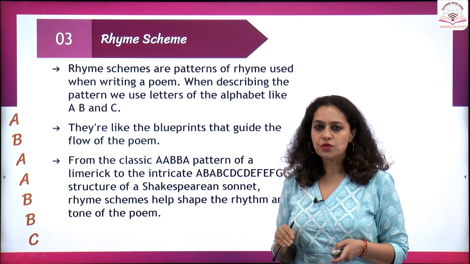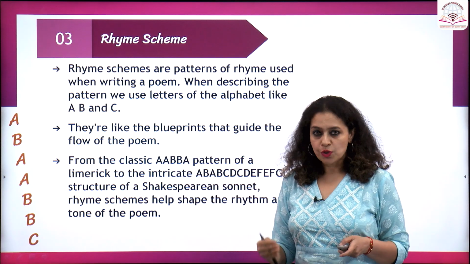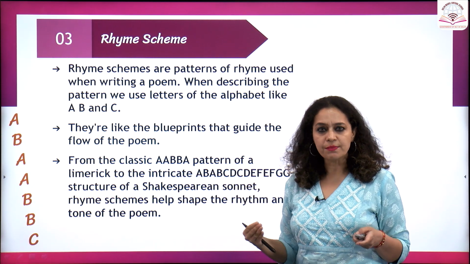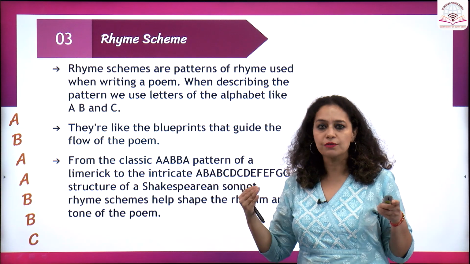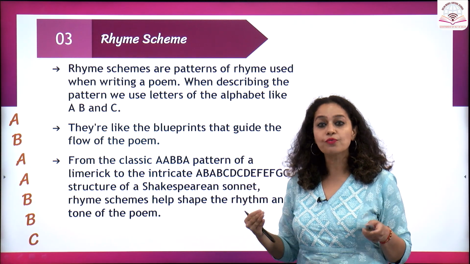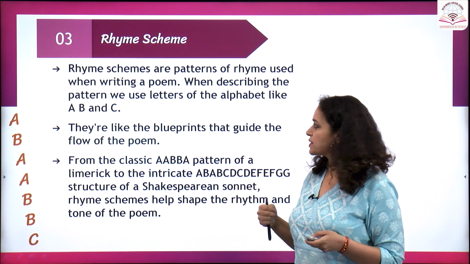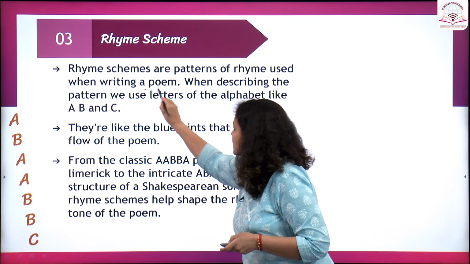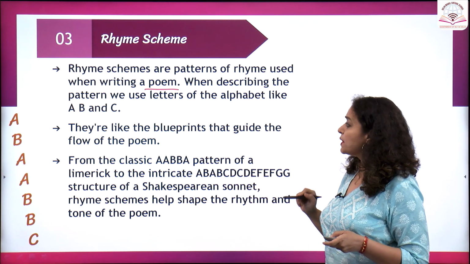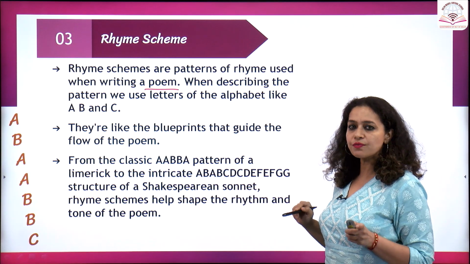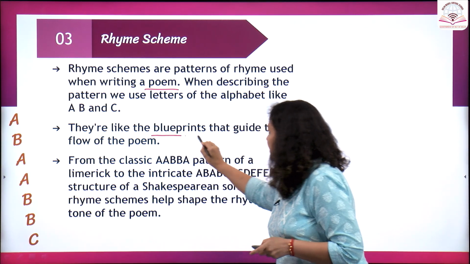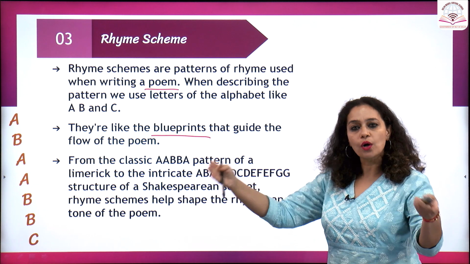Now students, we have talked about rhyming words and types of rhyme. Now let's explore the rhyme scheme. Now what is a rhyme scheme? Rhyme scheme is a particular formula or a structure of rhyming. Rhyme schemes are patterns of rhyme used when writing a poem. When describing the pattern, we use letters of the alphabet like A, B and C. Actually, these are like the blueprints that guide the flow of the poem.